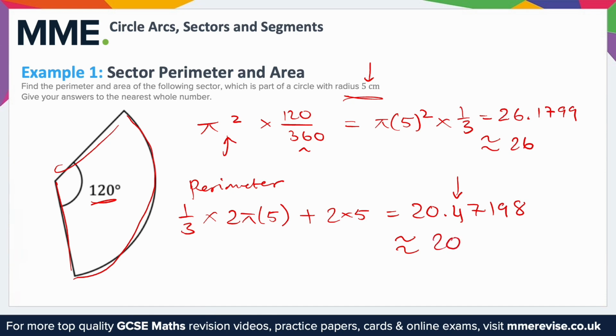We need to add some units to both of these. The first one is an area, and we were working in centimetres, so this one's going to be in centimetres squared. This is a perimeter, so it's a length, so this one's just going to be in centimetres.